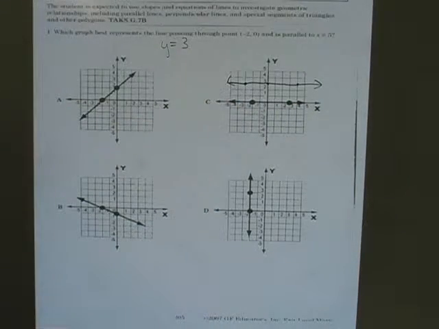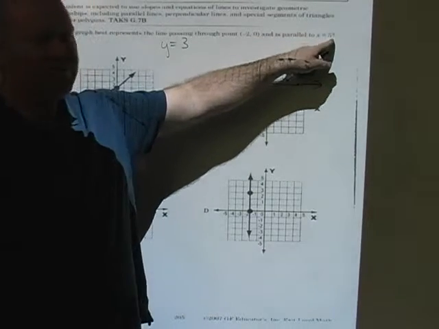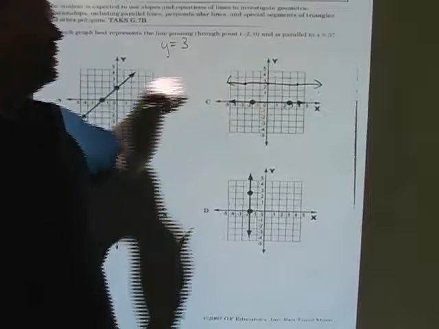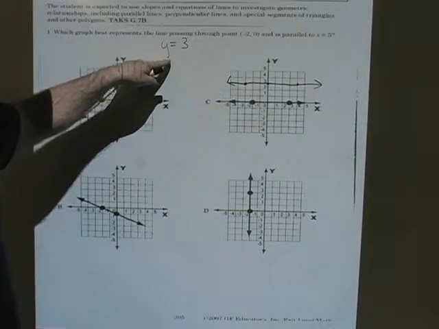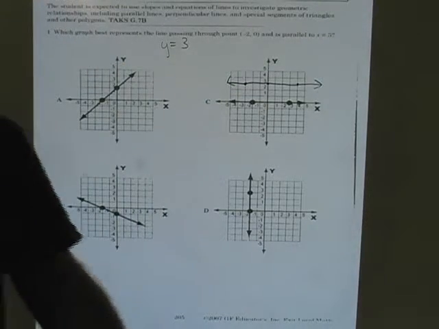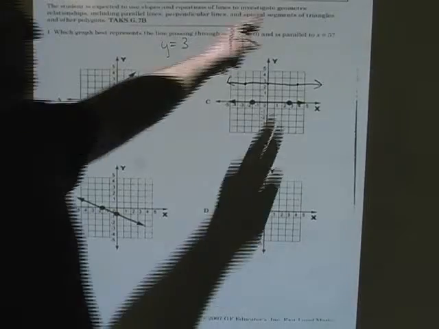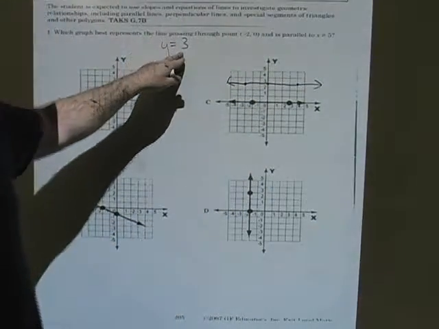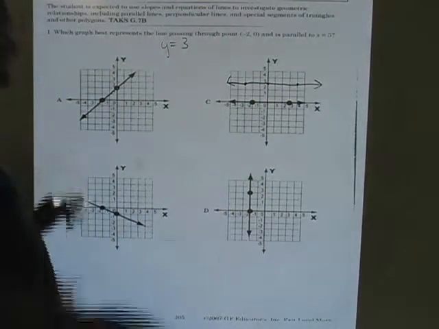Okay? So those are two special types of lines. When you have one that says x equals some number, like 5, or when you have one that says y equals some number, like 3. This one's going to be vertical, this one's going to be horizontal.